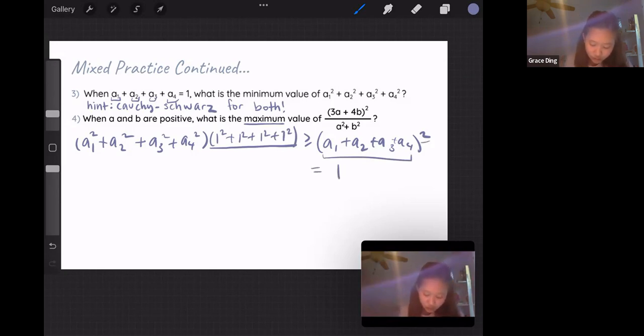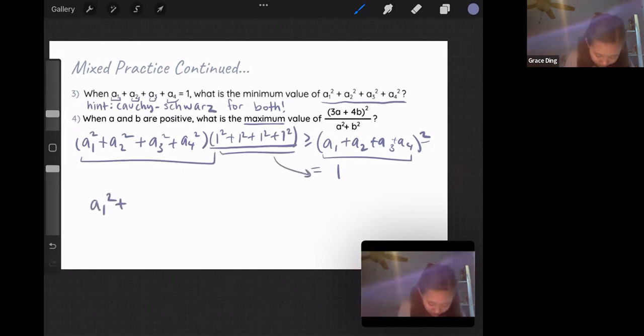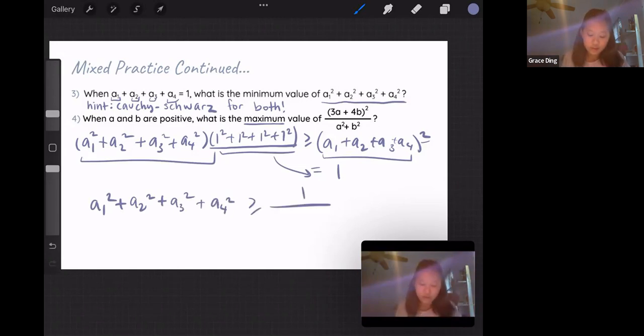So therefore, the minimum value of A1 squared plus A2 squared plus A3 squared plus A4 squared, it'll just be this. And then when we move this over to the other side, we will have this. One over, and this right here will just be 4. So the minimum value is 1/4.